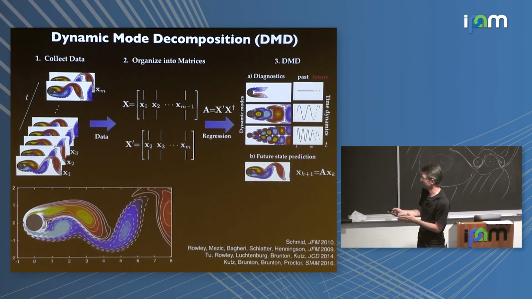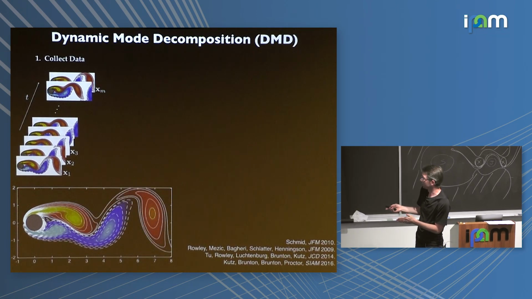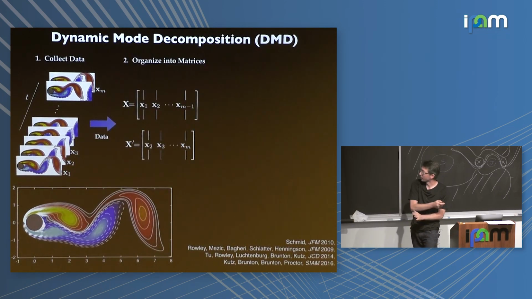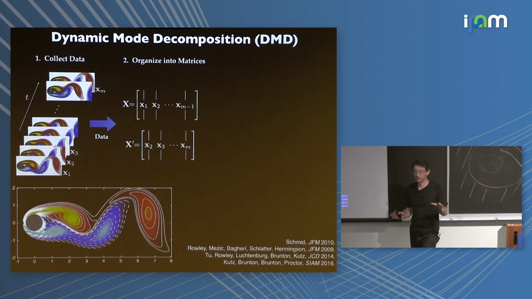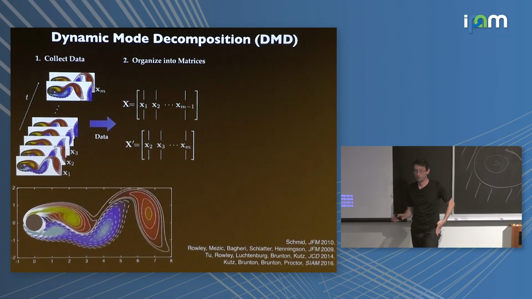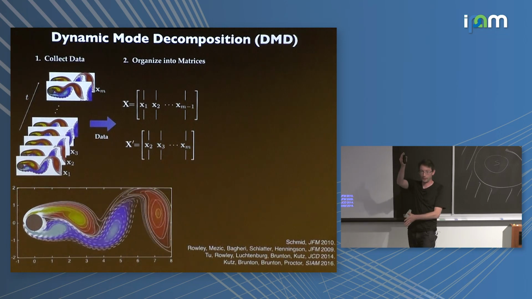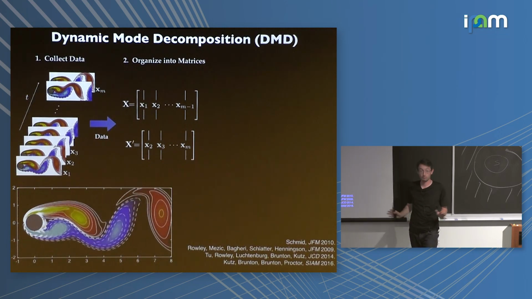Is everyone with me so far? Does anyone have questions? I take a movie, I take every image, I reshape it as a tall vector, and I stack them in columns of a matrix.